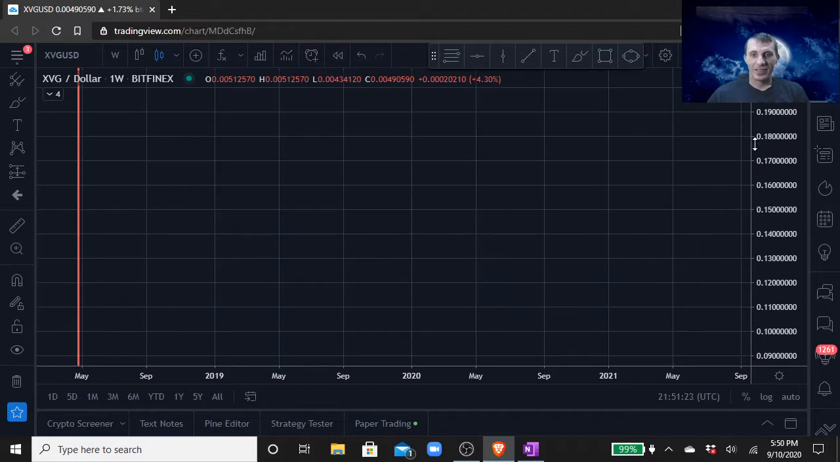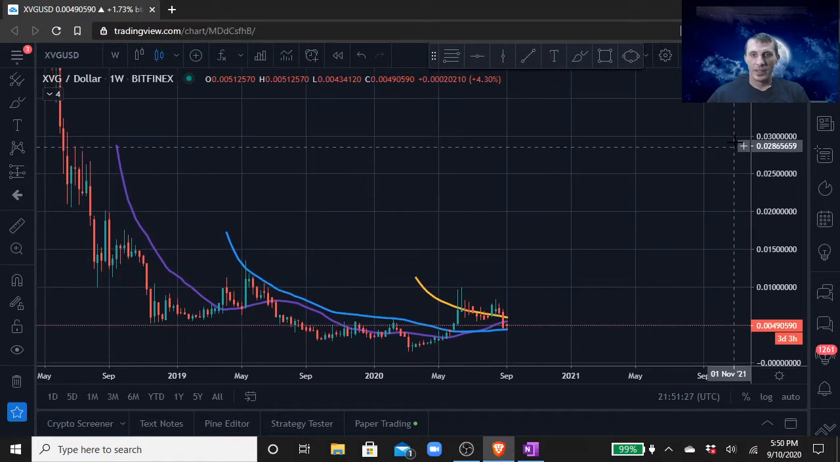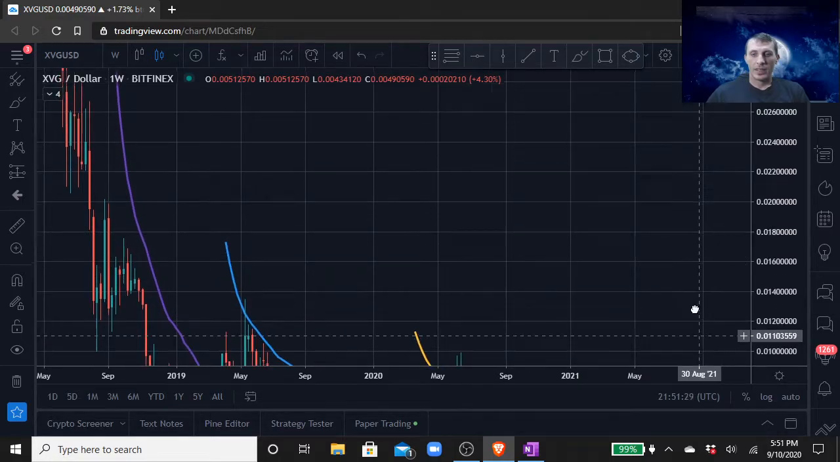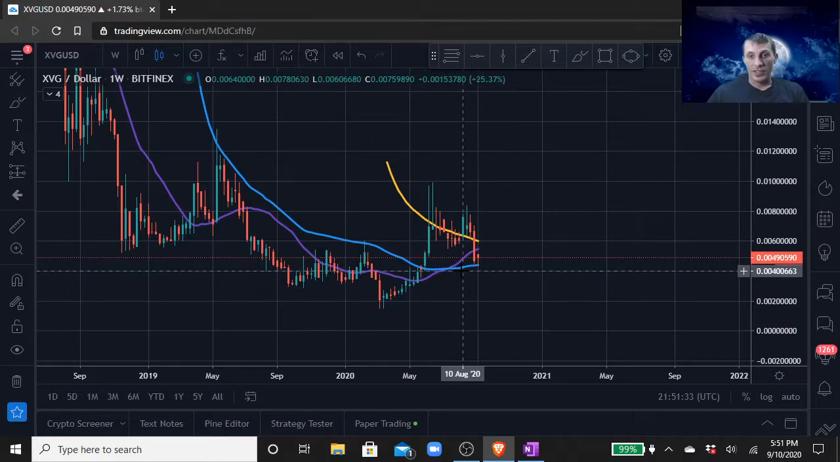Looks like it hasn't really been doing much for a very, very long time. So we did get a bullish cross, 21 cross to 50. It is testing the 50, using it as support at 0.004. Good buying opportunity here.